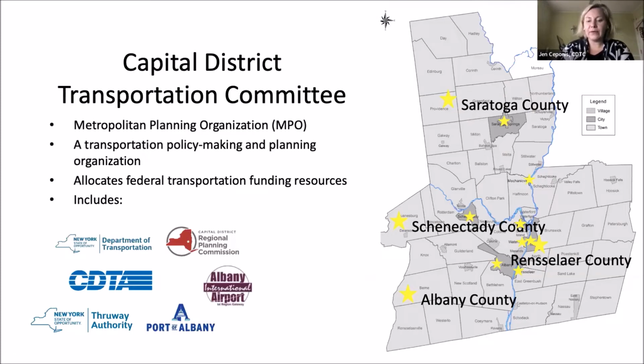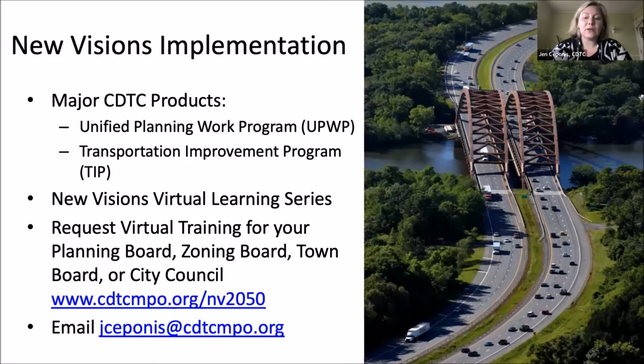But first, I'll just briefly introduce CDTC and New Visions 2050. Most of you already know that the Capital District Transportation Committee, or CDTC, is a metropolitan planning organization, or an MPO, and we are the MPO for New York's capital region. The region includes Albany, Rensselaer, Schenectady County, and most of Saratoga County, minus that northeast corner. It is a transportation policymaking and planning organization that allocates federal transportation funding resources to local transportation infrastructure projects and planning programs. And one of our major roles and responsibilities is developing and maintaining the Metropolitan Transportation Plan, which we refer to as New Visions 2050.